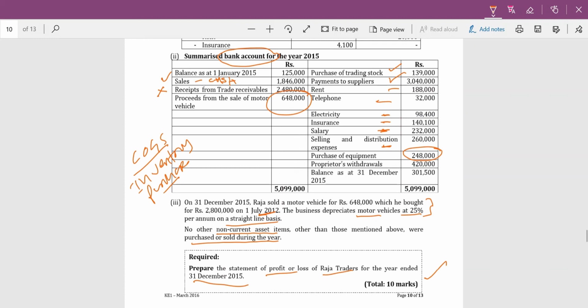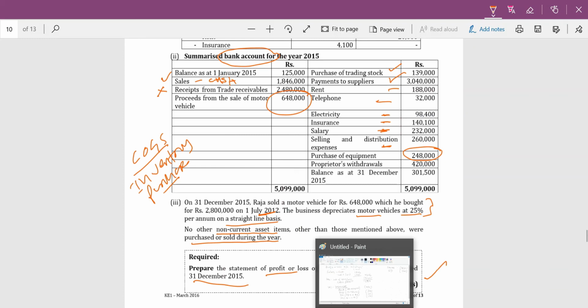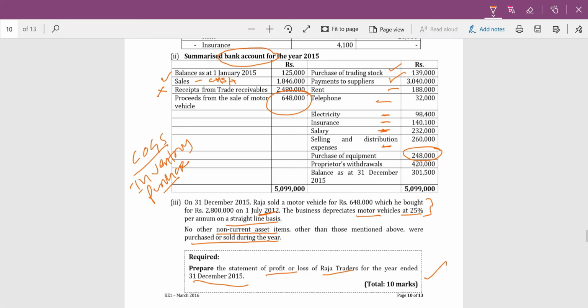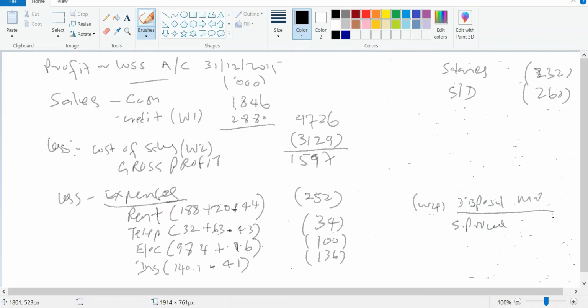There is some calculation to be done. When did you purchase, 2.8 million? This is working number 4, disposal of motor vehicle. So how much is the sales proceed? Sales proceed 648, less the net book value.